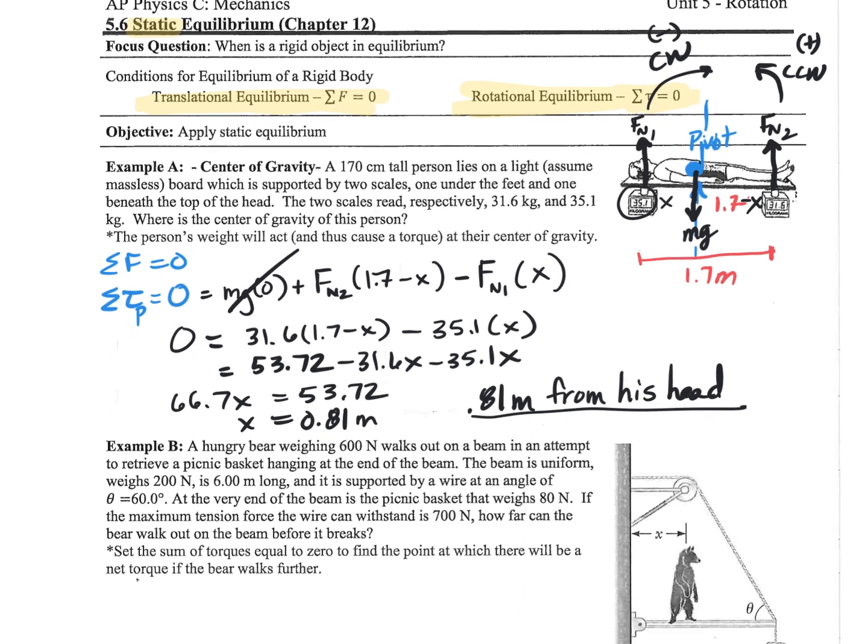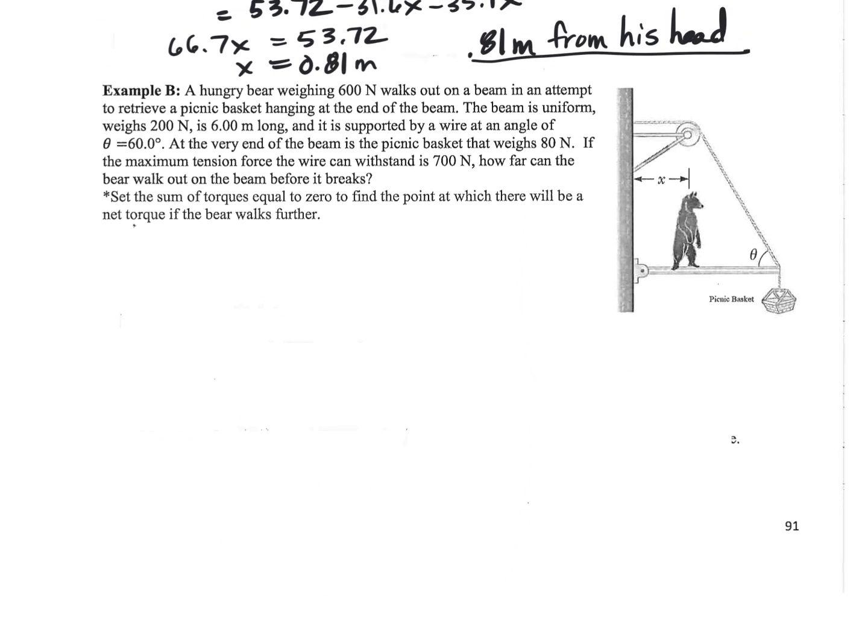All right, now we have the typical Yogi Bear scenario. You probably didn't watch that when you were little. Yogi Bear likes his picnic baskets, right? Hungry Bear, weighing 600 newtons, walks out on a beam in an attempt to retrieve a picnic basket hanging at the end of the beam. The beam is uniform, weighs 200 newtons.